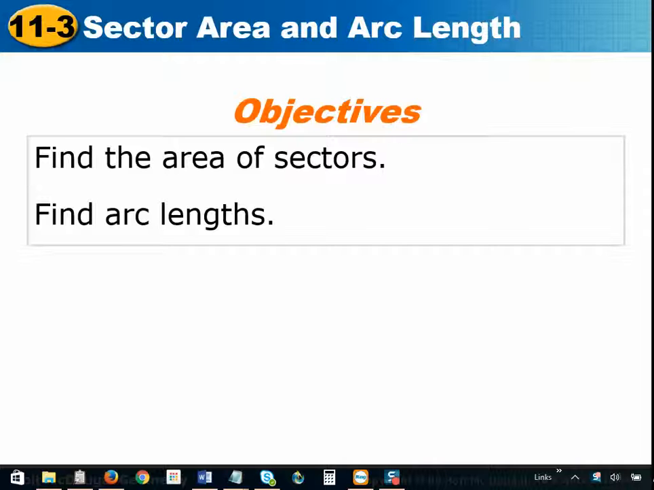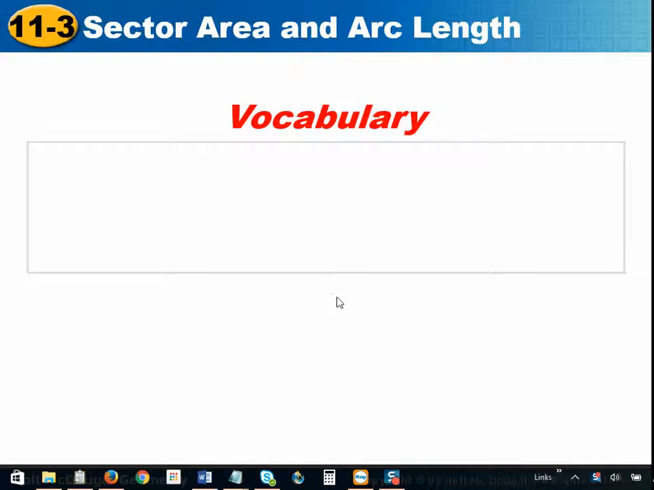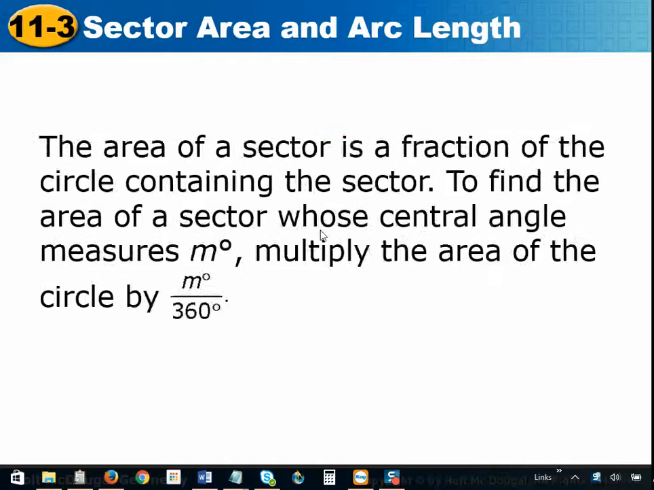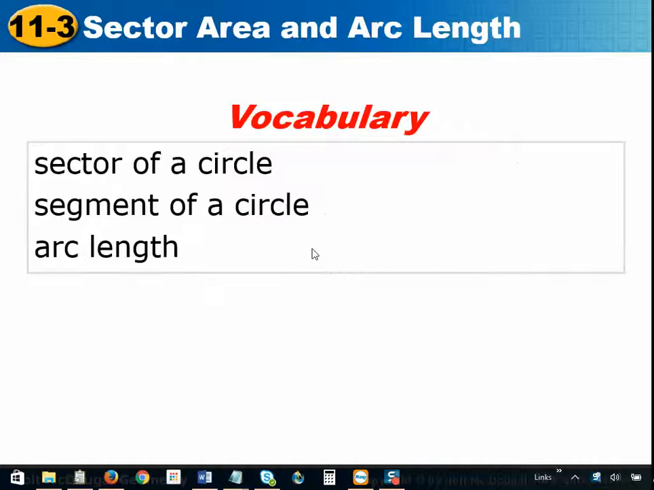Chapter 11, Section 3 on sector area and arc length, and our objectives are to find the area of sectors and to find arc lengths. Both of these are just going to be part of a circle. The area of a sector is just part of a circle, and the arc length is just part of the circumference of a circle. So there's really nothing new. You'll just be using what you have learned before and taking a part of it.